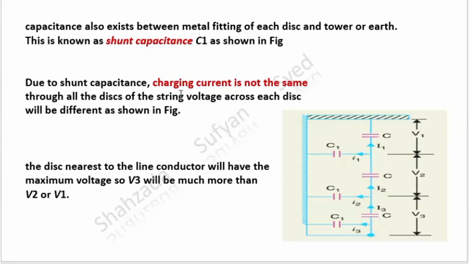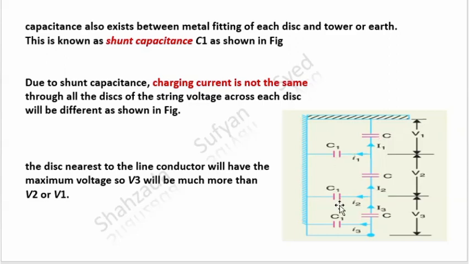and due to the shunt capacitance the charging current does not remain same. As you can see in the figure, the current divides; this is shown in the figure as I3, and this I3 divides into two parts. First is I2 which flows in the C1, and second I2 flows in the C, and in the same way this I2 divides into I1 which flows into C1, and other I1 which flows into C.